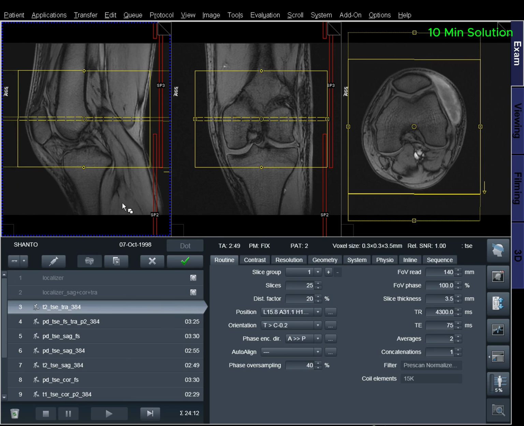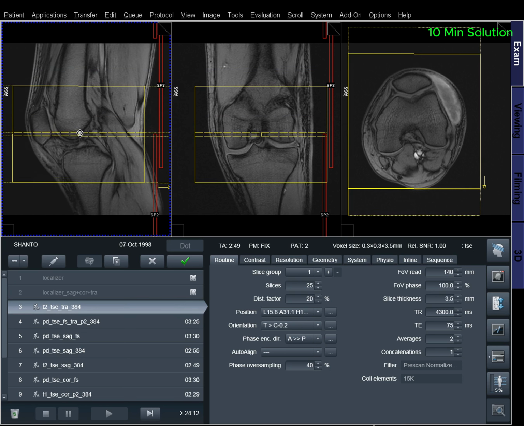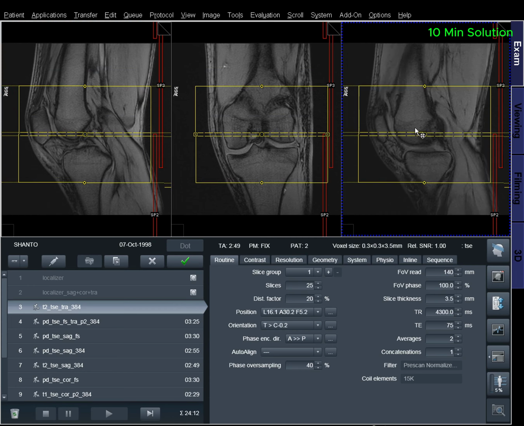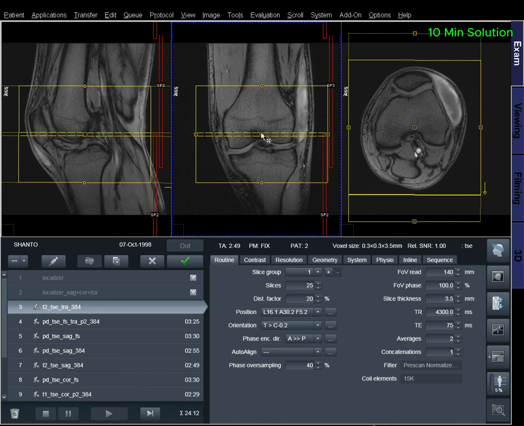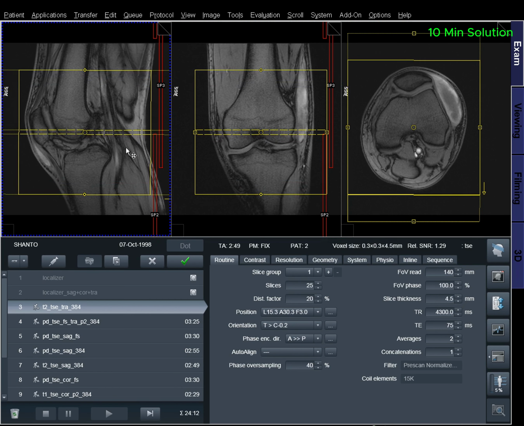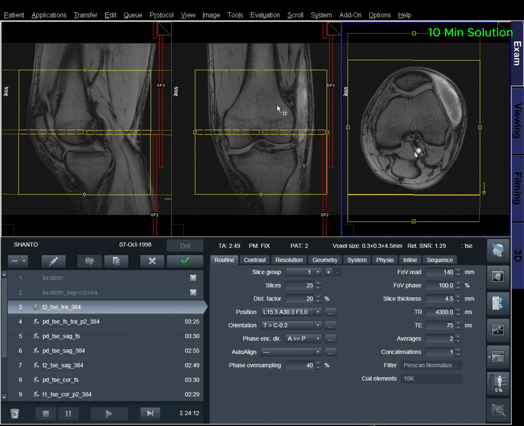Plan the axial slices on the coronal plane, angling the planning block parallel to the medial and lateral condyle of the femur. Verify the planning block in the other two planes. Provide an appropriate angle in the sagittal plane perpendicular to the line of the femur and tibia.